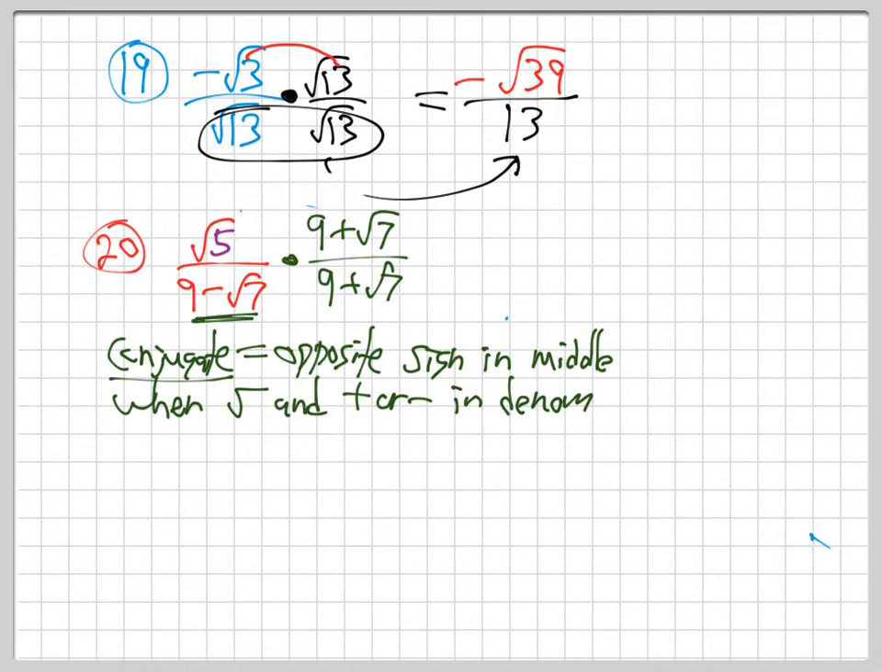So if the original one had been, let me change the game here. If this had been plus in the middle to begin with, do you know what I would have multiplied top and bottom by? 9 minus root 7. Does that make sense? You just do the opposite sign. Whatever's in the bottom, you just do the opposite. So we had minus. We're going to use, therefore, plus. Is that good? Now, this will work. What do I mean work? I mean it'll get rid of the root from the bottom.